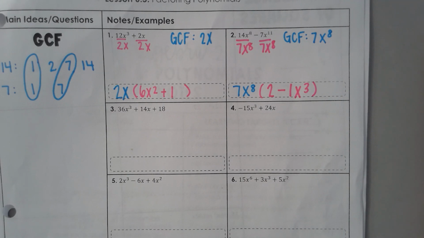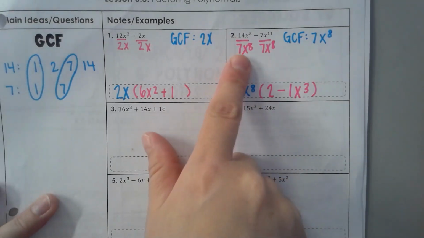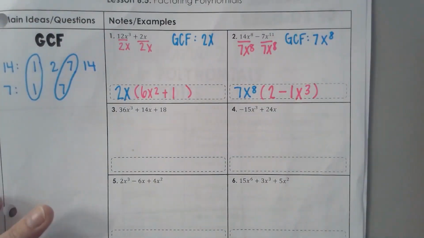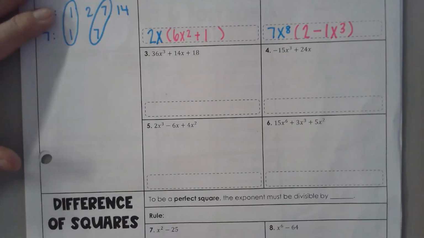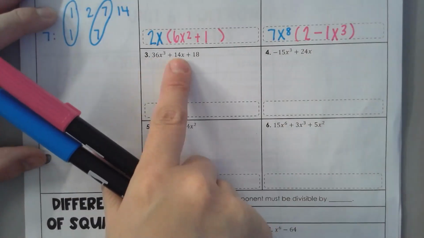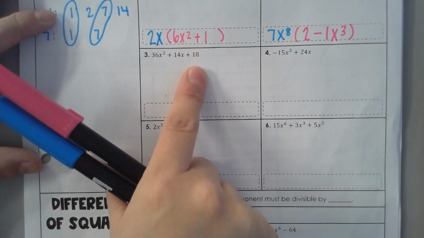Where do the numbers in parentheses come from? By dividing. I took my original problem and divided by my GCF. Okay. Any questions? All right, number 3. This time I have 3 terms. It's fine. You just have to find what all 3 have in common.